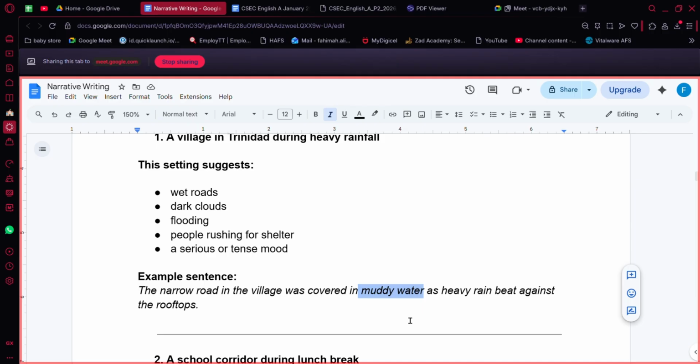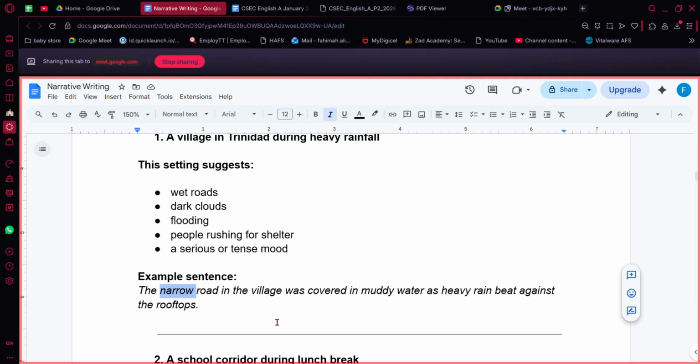We also use the word narrow to describe the road. If you just say the road was covered in water, I might be thinking about a road as big as the highway, covered with just clean water. But we want to describe that it is in a village and the road is small. So you have to use adjectives to describe your setting.